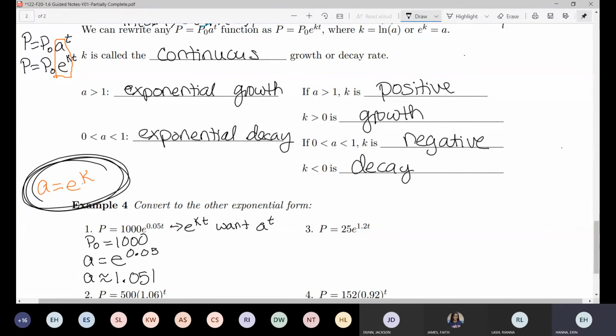Now you've got all you need. You can write the equation now. It's that simple, and hopefully it seems simple. I should avoid the word simple. So our equation in the other form would be 1,000 times 1.051 to the t. Done.